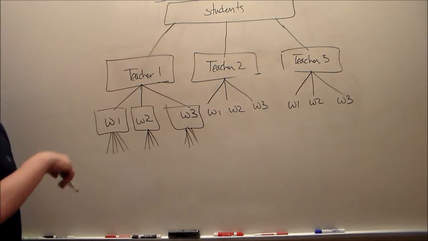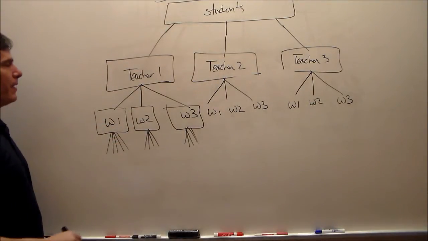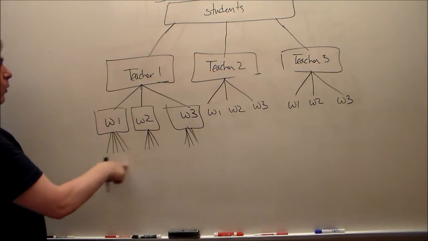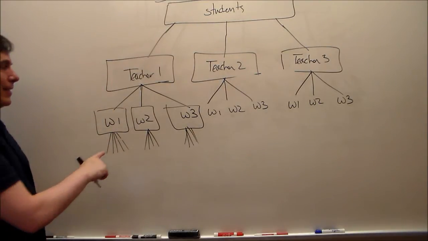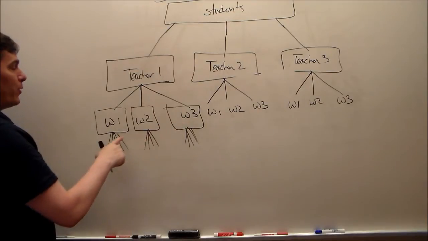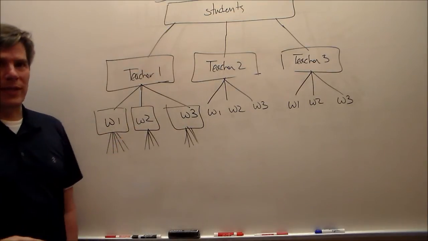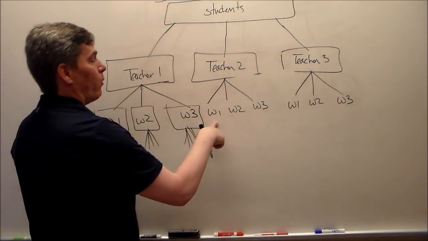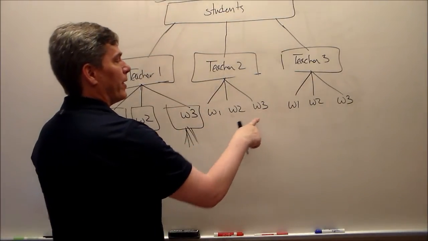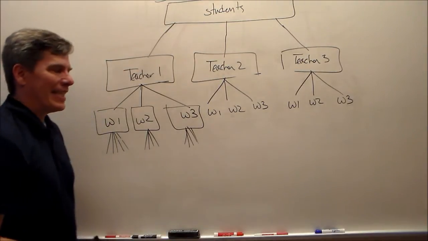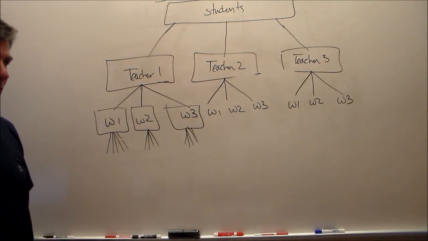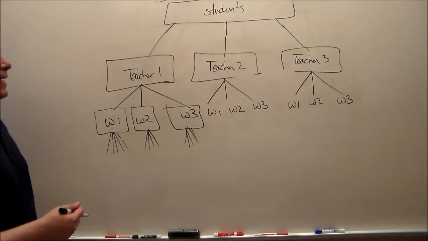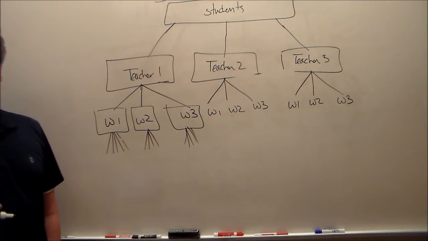I'll just extend out this one, but the same lines go there. The way I have this drawn is teacher one will teach way one to one class of students. So instead of looking at these as way one, way two, and way three, we could think of this as class one, class two, class three. Teacher two would also teach way one to class one, way two to class two, way three to class three, and teacher three would do the same. This is also a perfectly acceptable experimental design.